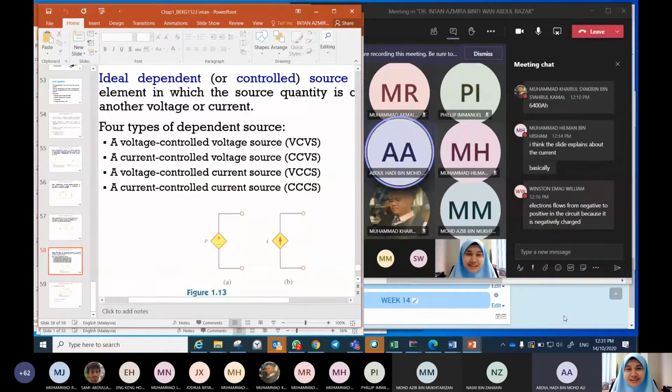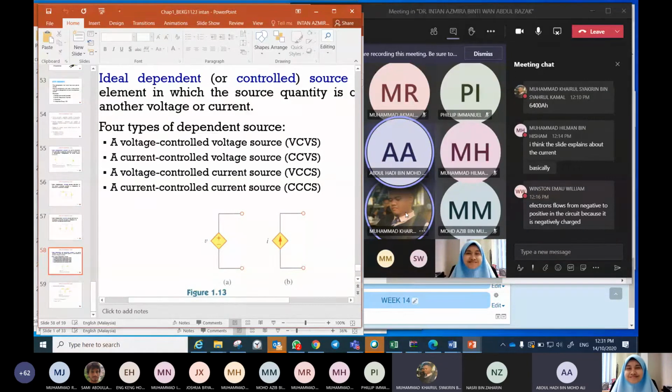Okay, Muhammad Khairin, want to answer? Yes, doctor. What is current control current source? I think the current that flows in the circuit controls the source for that circuit.